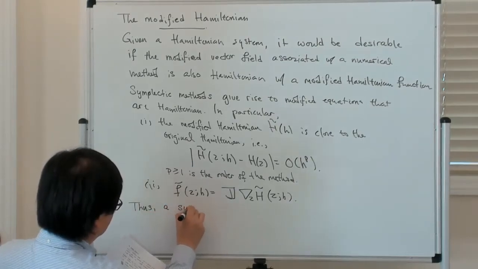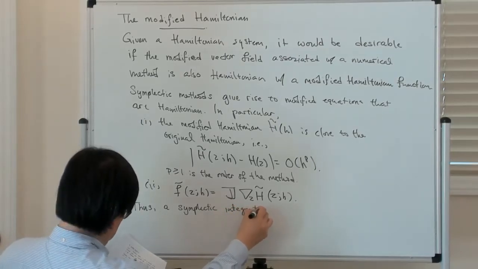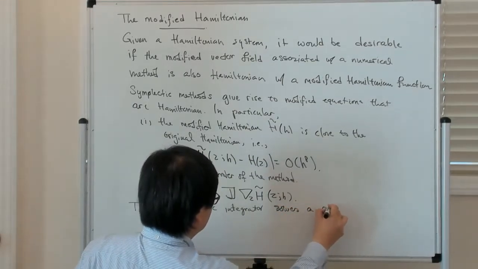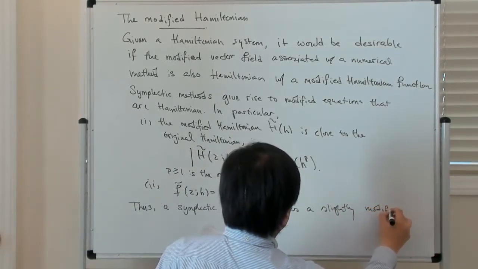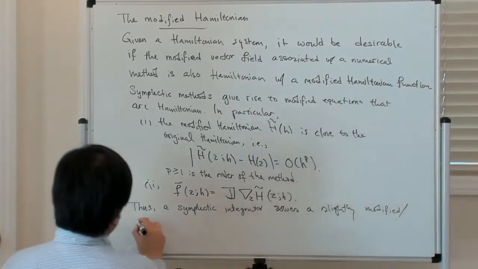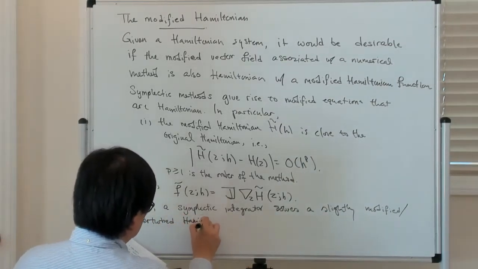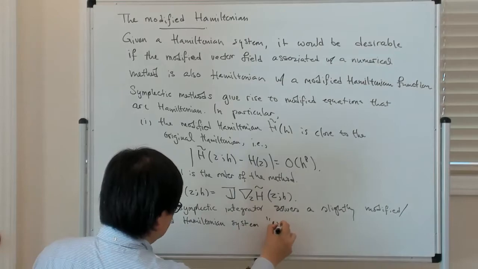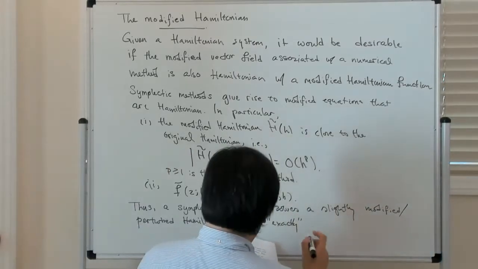Okay, all right. So thus, a symplectic integrator solves a slightly modified or perturbed Hamiltonian system. Exactly, in some sense, again with that caveat about the errors being small, but not really zero.